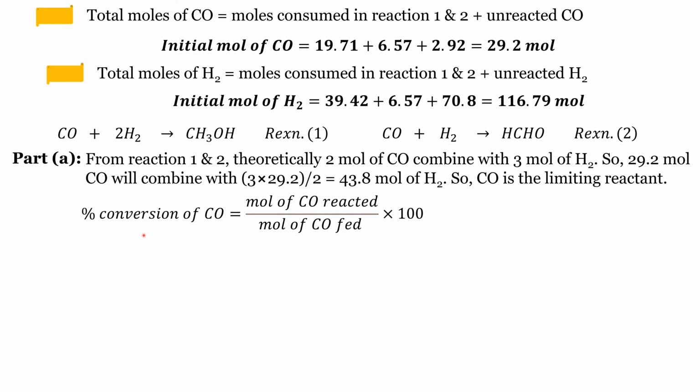So we can find out the percentage conversion of CO, and it will be equal to moles of CO reacted divided by moles of CO fed to the reactor, times 100. So moles of CO reacted can be estimated as moles of CO consumed in reaction 1 and 2. Or in another way, we can say that 29.2 moles minus 2.92, and moles of CO fed to the reactor is 29.2, and it will come out as 90%.